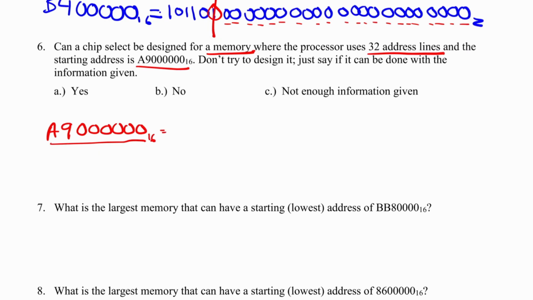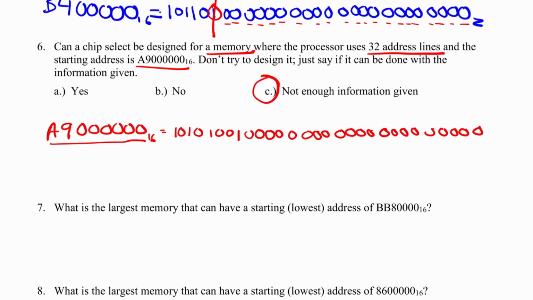So it looks like the address will fit. So probably the answer is not enough information. But let's go ahead and take this all the way out. So A9, and then we have 6 nibbles of zeros. So 1, 2, 3, 4, 5, 6.